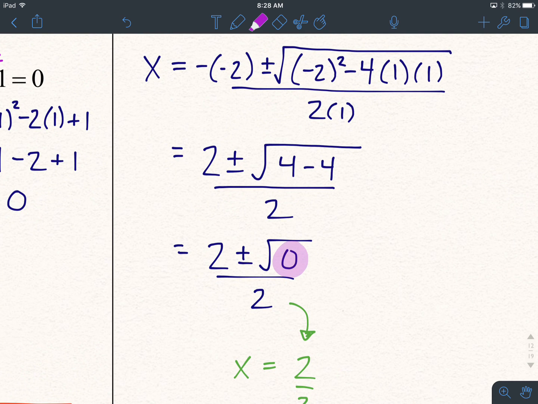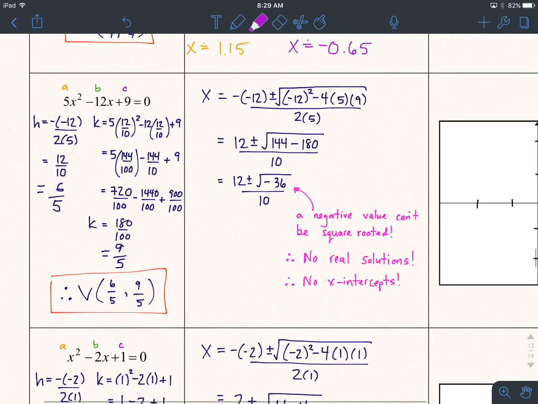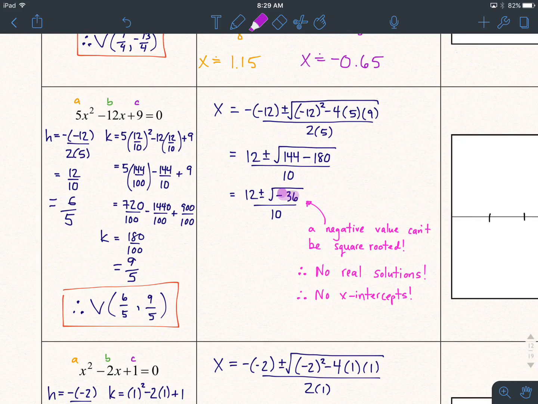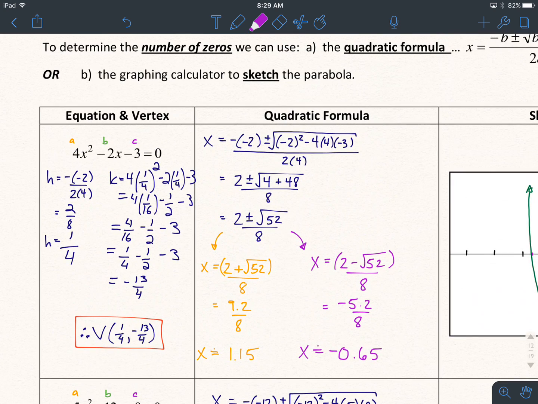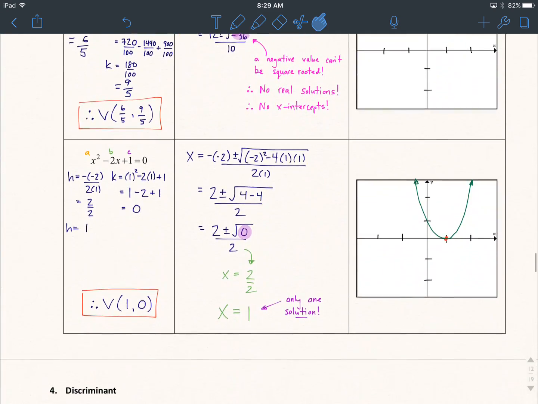So let's just look back up through this work, and again just pause this video and copy this stuff down so you can get a look at it. Here we have a 0 under the radical sign, and that led us to only one solution. Here we had a negative value under the radical sign, and that led to no solutions. And here we had a positive value under the radical sign, and this led us to 2 solutions. So this is sort of our takeaway from this video: depending on the number that's under the radical sign, we can actually make predictions about how many solutions there's going to be for our quadratic equation.